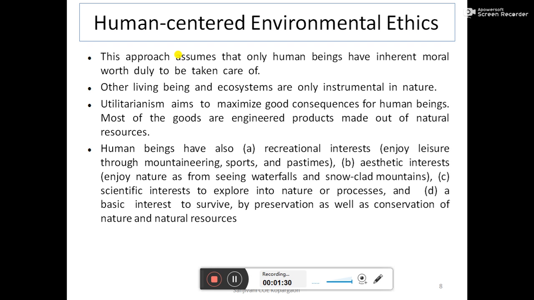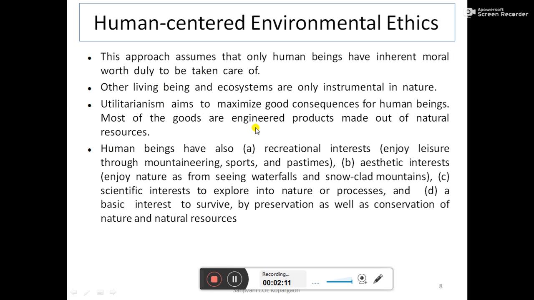Human-centered environmental ethics, environmental ethics centered on humans. This approach assumes that only human beings have inherent moral worth and are duly to be taken care of. Other living beings and ecosystems are only instrumental in nature. So human beings are more responsible.